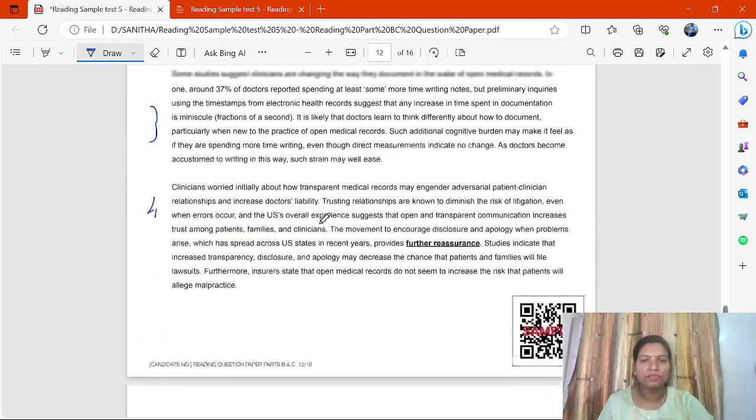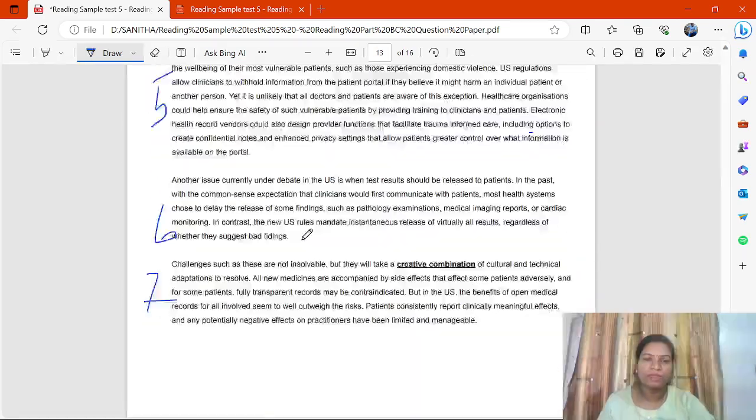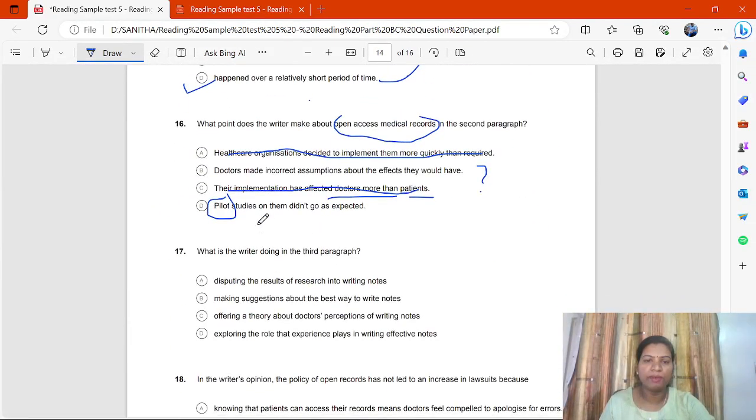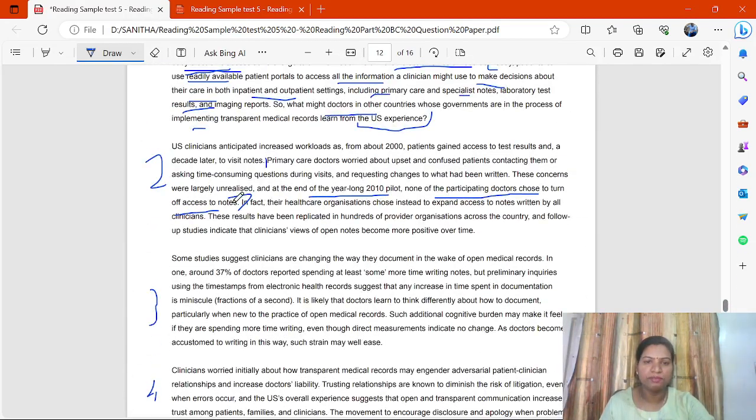Okay, so here, the pilot studies they discussed: at the end of the year 2010 pilot, none of the participants chose to turn off access to notes. That's the one sentence they are given. Pilot studies on that didn't go as expected. Did anybody say it went as expected? In fact, their healthcare organization chose instead to expand access to notes written by the clinician.